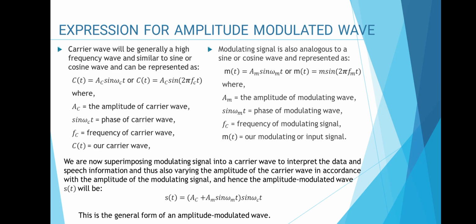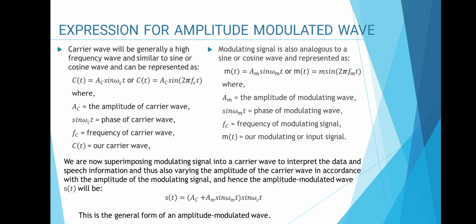The modulating signal is also analogous to a sine or cosine wave, and it is represented as m(t) equals Am sin(ωmt) or Am sin(2πfmt). Here Am is the amplitude of the modulating wave, ωmt is the phase of the modulating wave, fm is the frequency of the modulating signal, and m(t) is the modulating or input signal.